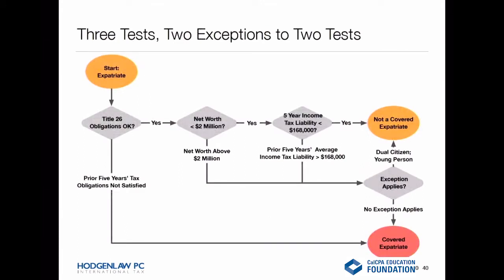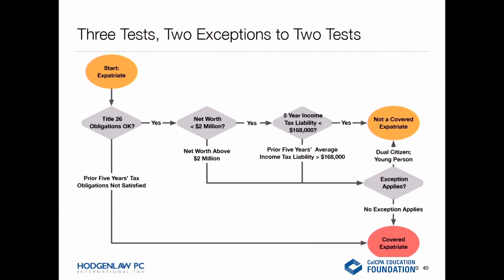Here's a handy little diagram here on slide 40. So going into it, you're already an expatriate and you know that. So the very first thing you look at is, are your Title 26 obligations okay? Title 26 is the tax code. So in other words, it's asking, did you file your tax returns? Did you pay your taxes, etc.? If the answer is no, none of the other tests matter, none of the exceptions matter, you automatically go right to the end, you're a covered expatriate. So this first one is really important.